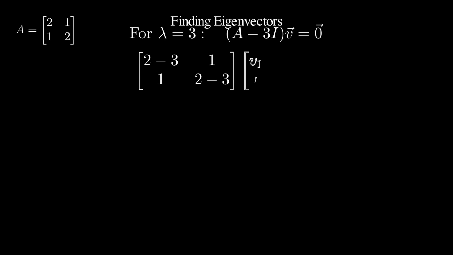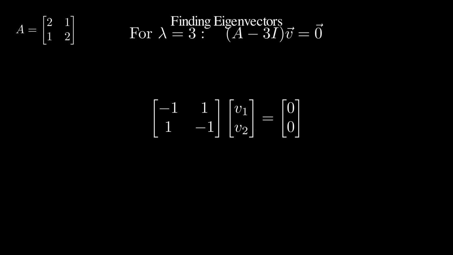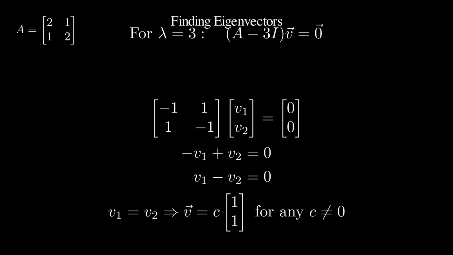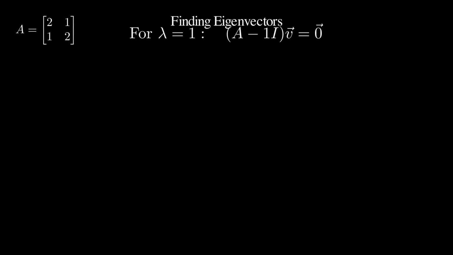We get a system of homogeneous linear equations. Simplifying the coefficients, this gives us two equations. Solving this system, we find that v1 equals v2, giving us the eigenvector direction of 1, 1. Similarly, for lambda equals 1, we substitute and solve.